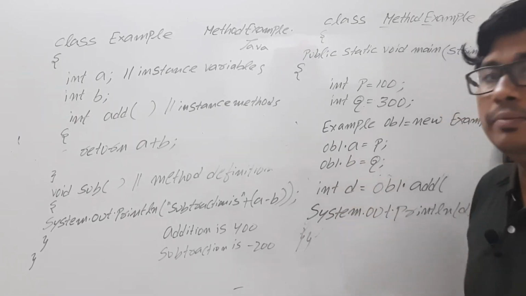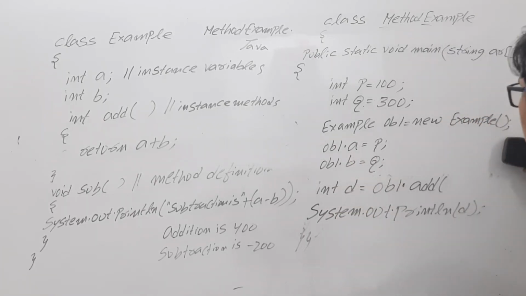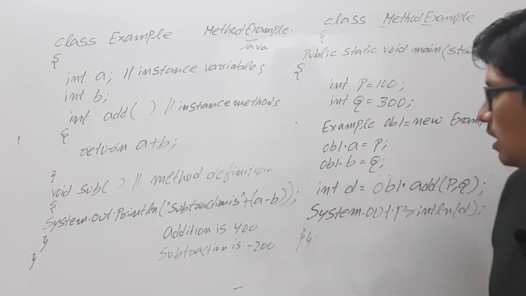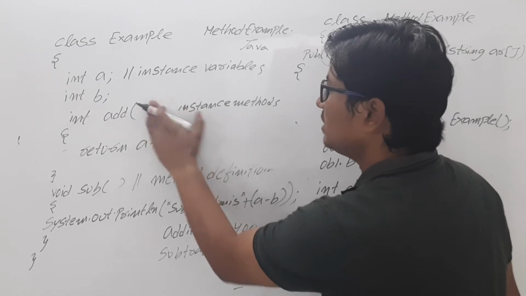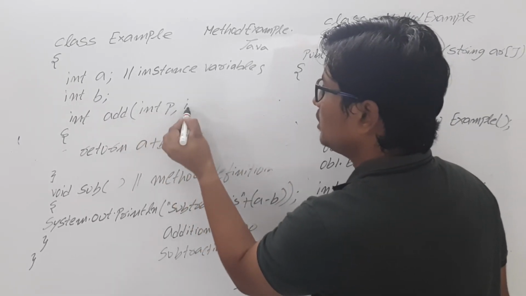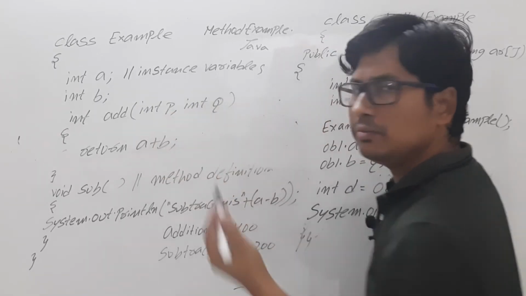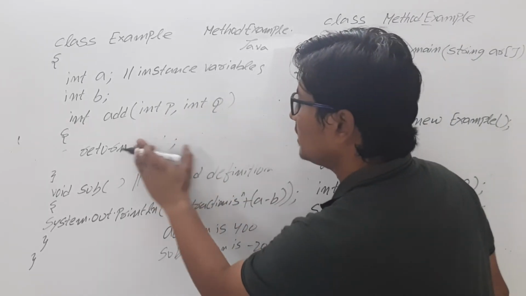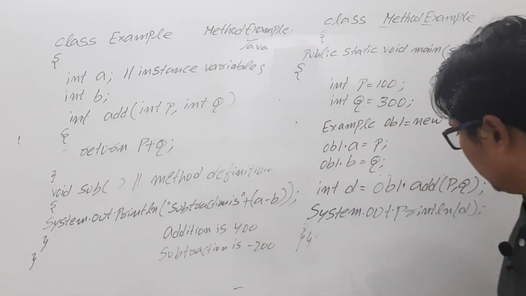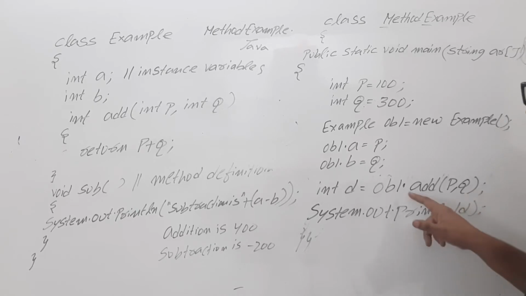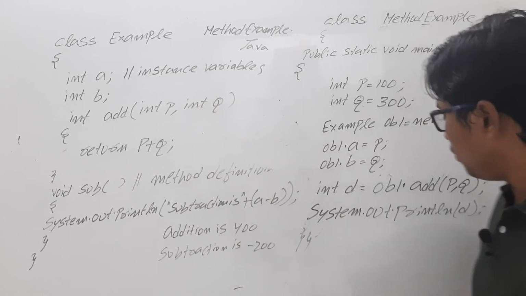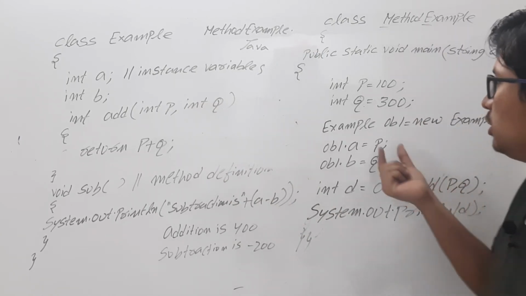Instead of that, you can even pass parameters. Suppose I am passing the parameters p comma q. Then here you will take int p comma int q, or any name you can give, and you can write return p plus q. Now what is happening? This method is having two parameters, and they are of integer type. So when you are calling this method, you need to pass integer values.